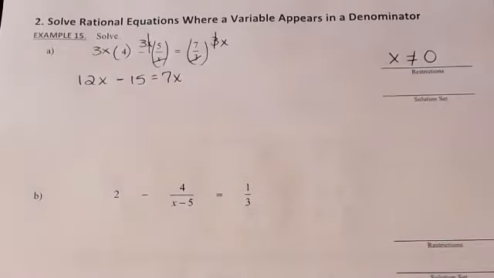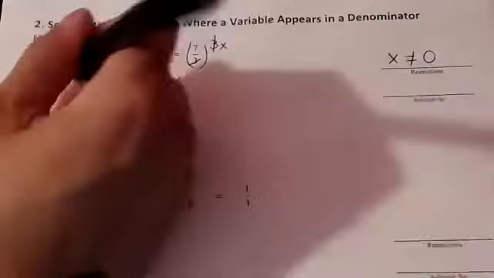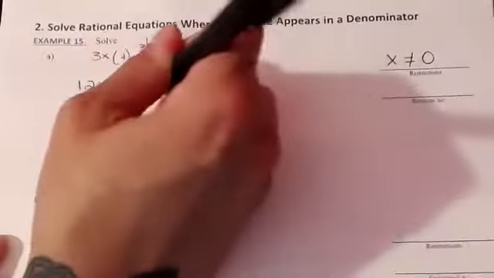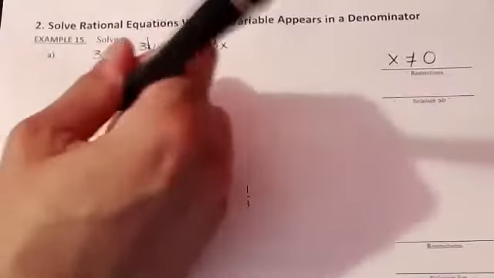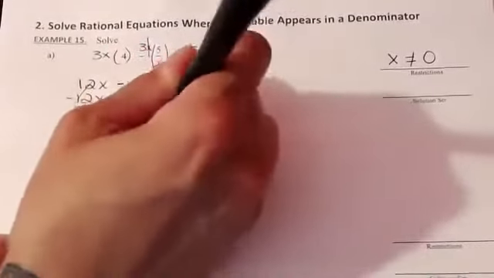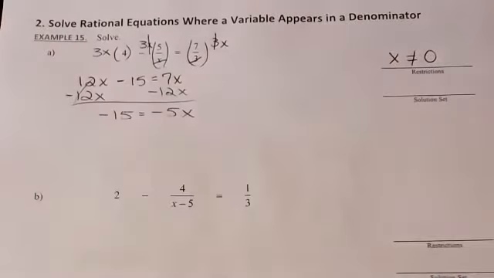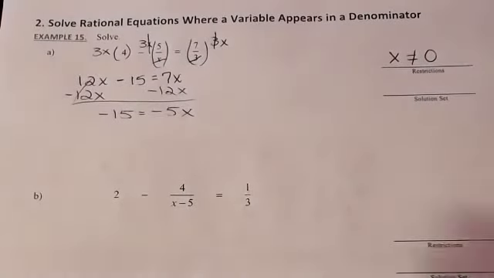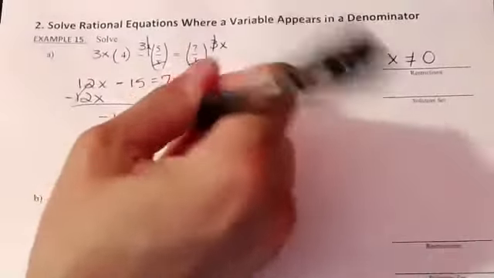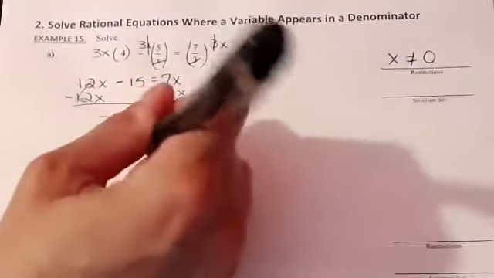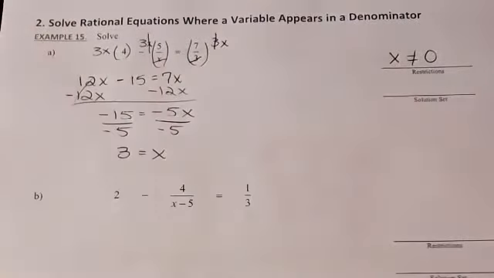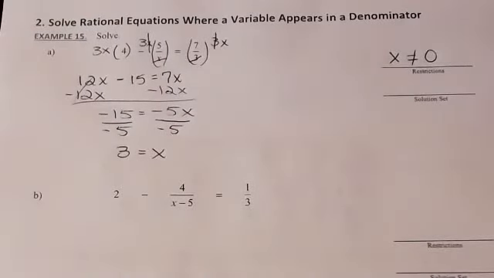Okay. This is awesome because it's linear, so we can essentially solve no problem. I'm just going to bring the 12x over. That leaves me with -15 is equal to -5x. And then, of course, we are going to divide by -5 so that we could get x completely by itself. And we find that x is equal to 3. So we have our solution.